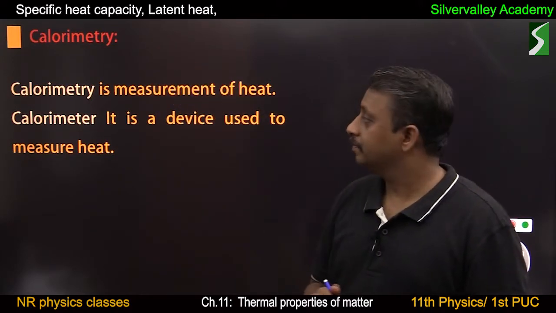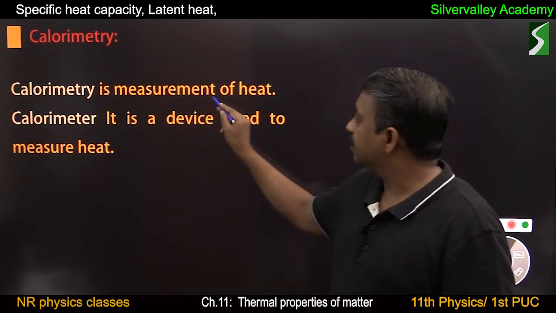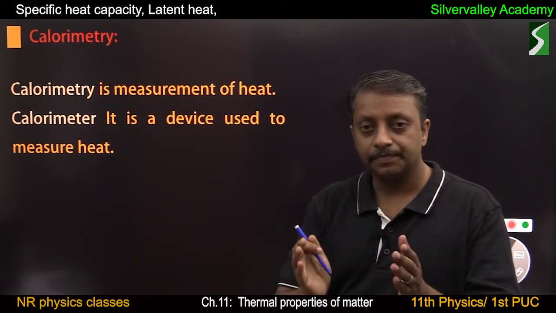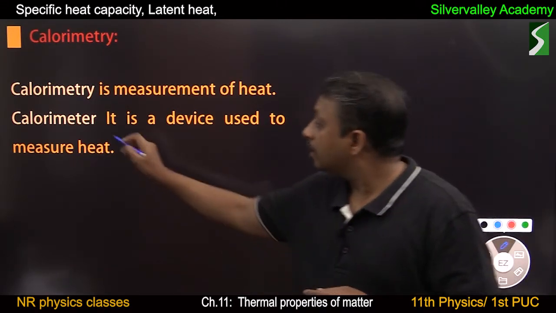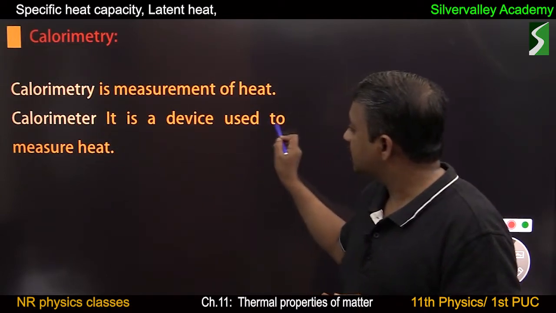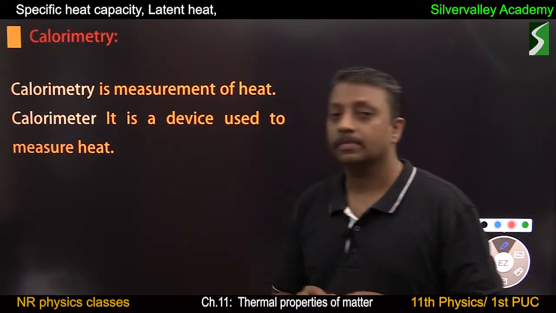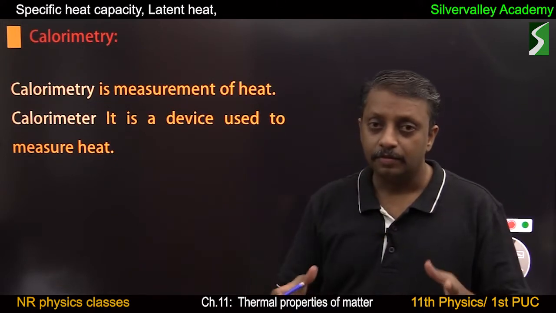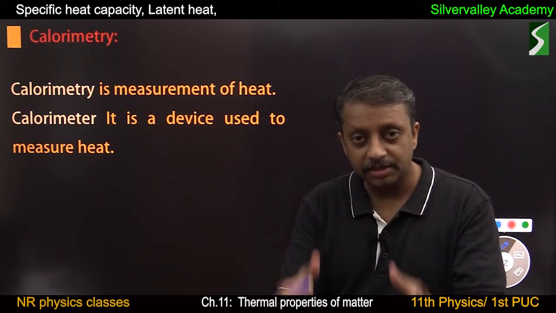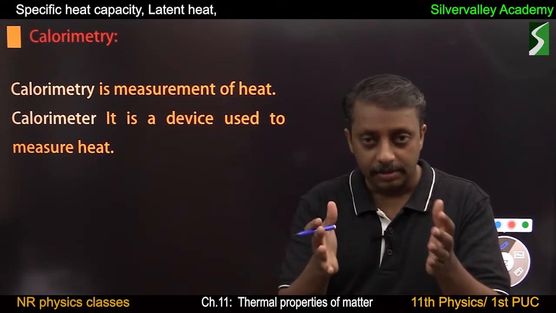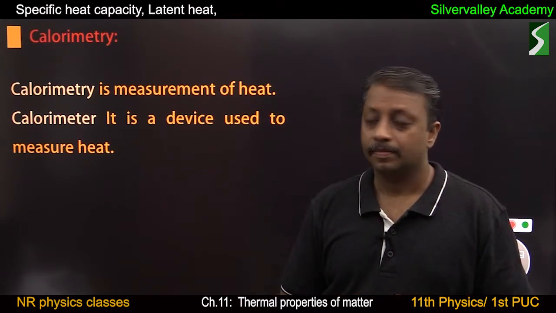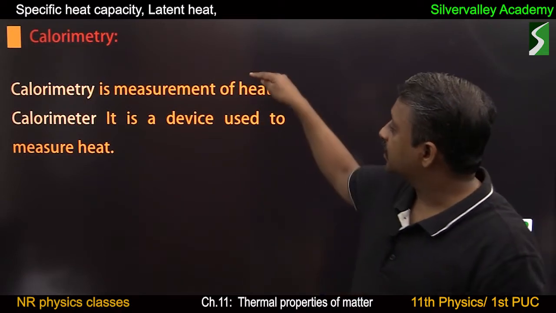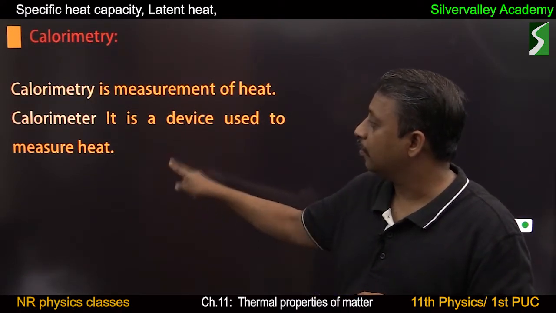Calorimetry. Calorimetry is measurement of heat. It's a branch which takes care of measurement of heat. A calorimeter is a device used to measure heat. It's an arrangement that we can use to measure heat. That is a calorimeter. So this is for 1 mark and this is also for 1 mark.